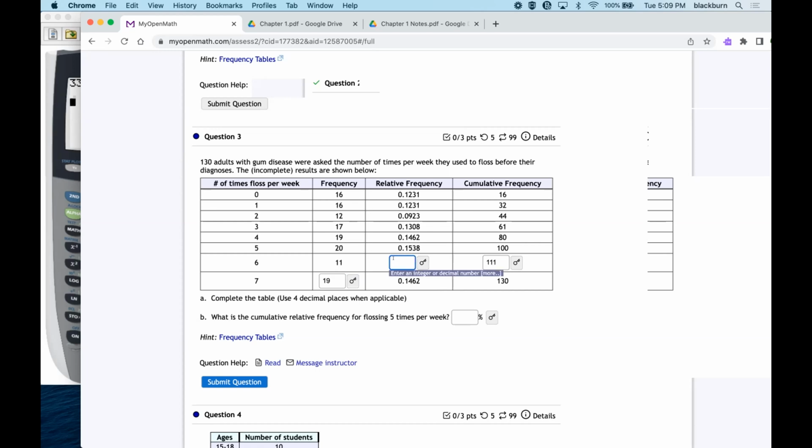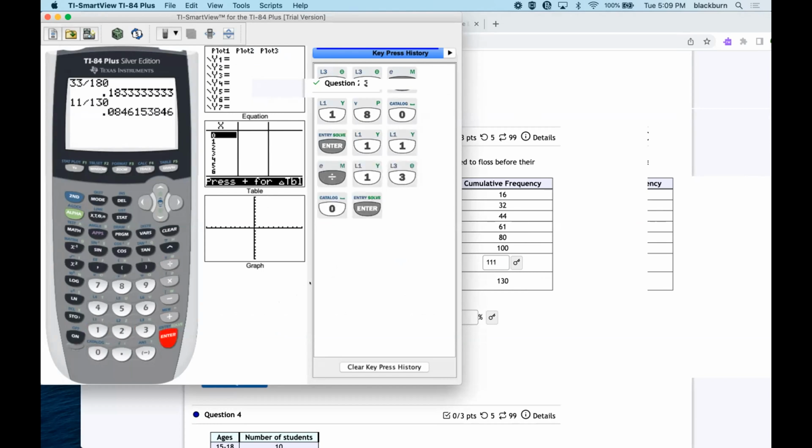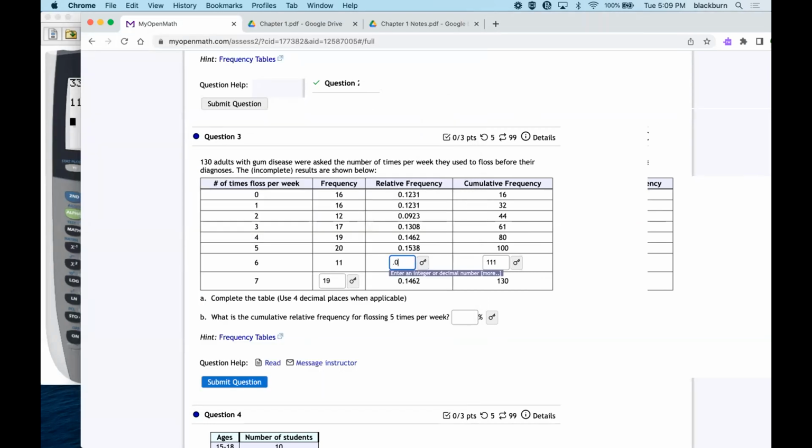The last thing we got to figure out is the relative frequency there. So I'd go 11 divided by 130, and I get 0.0846. So 0.0846 there. What's the cumulative relative frequency for flossing 5 times per week?